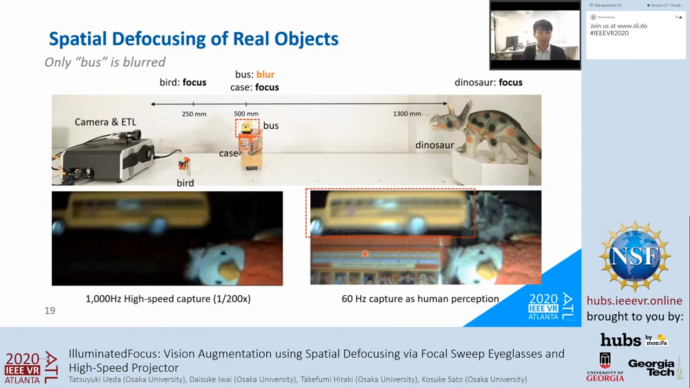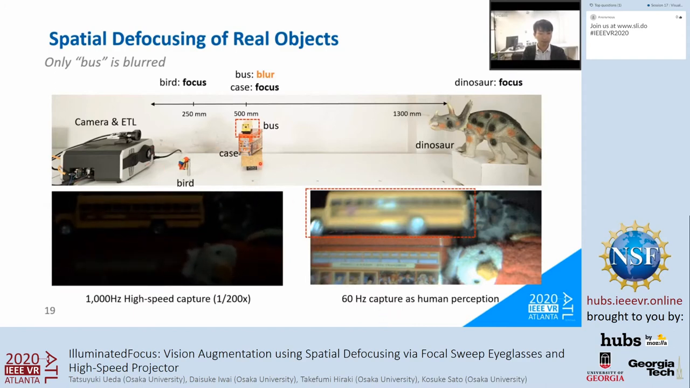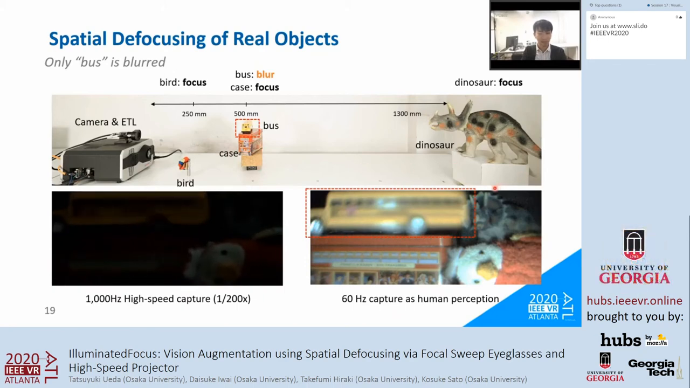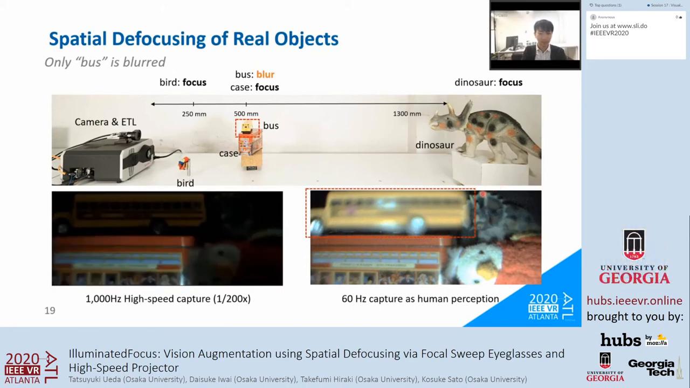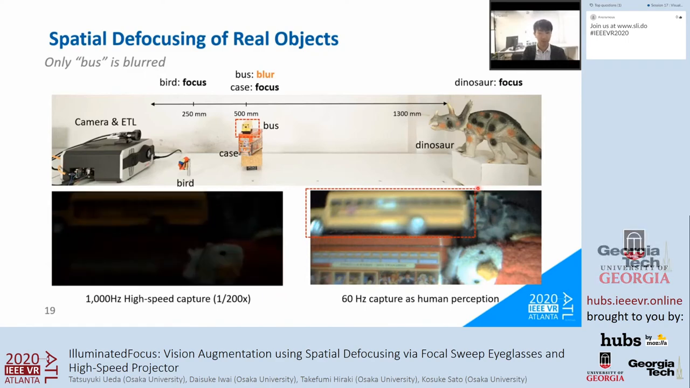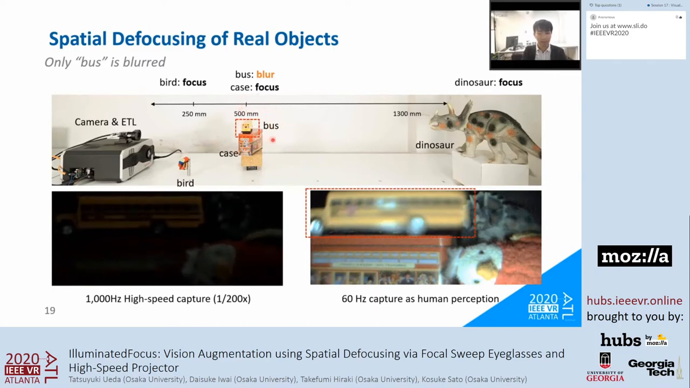We placed four objects, bird, bus, case, and dinosaur, at different locations. We prepared two conditions of the spatial defocusing. In the first condition, we made only the bus at 500 mm appear blurred, and the other objects appear focused.